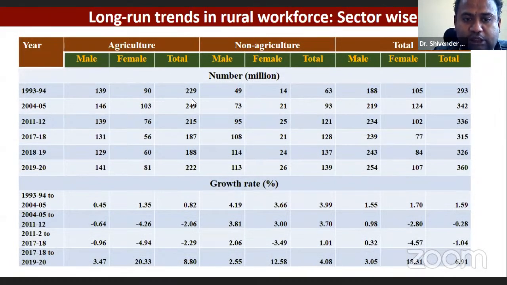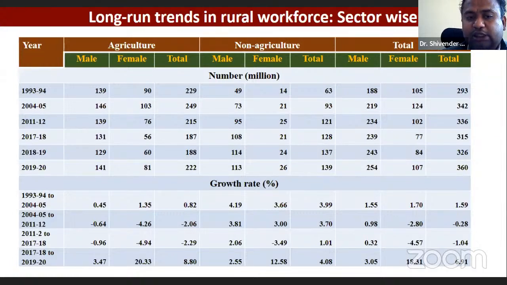So here you can see that between 93 and 2004, the agriculture workforce increased by about 1%. But from 2004 to 2011, the workforce in agriculture declined by about 22 million, meaning 2 crore agriculture workers left agriculture between 2004 and 11. So I would like to tell you that this is the first time in the history of independent India that in absolute numbers the workers have withdrawn from agriculture.